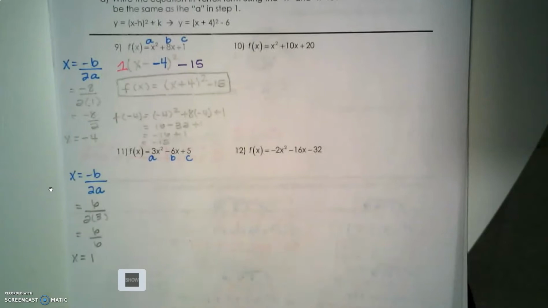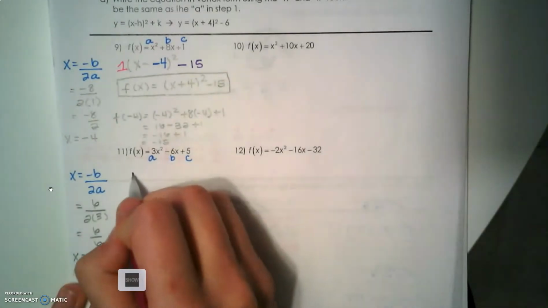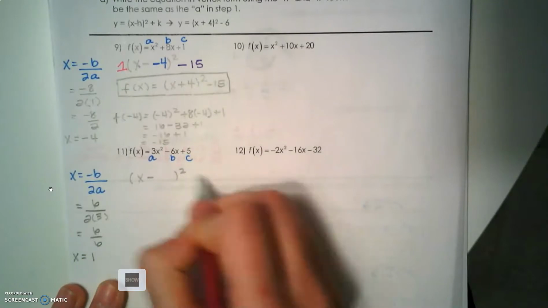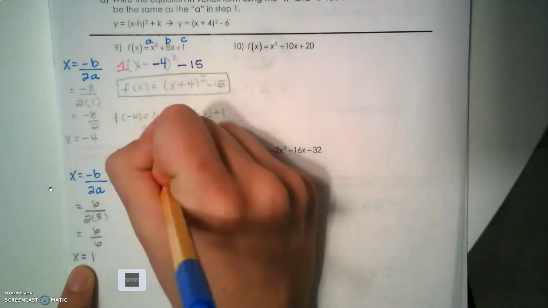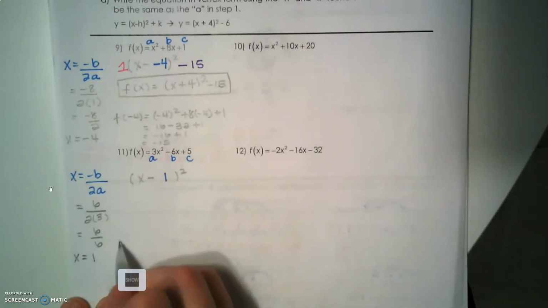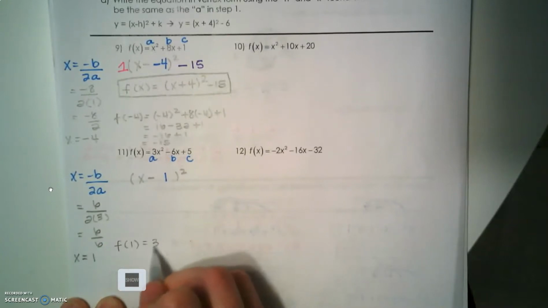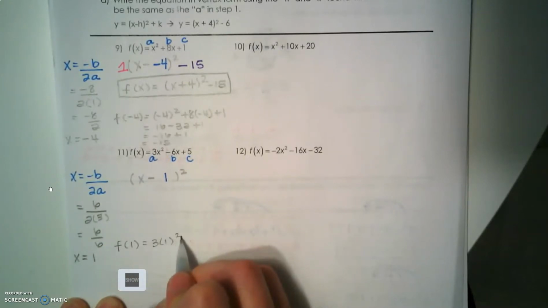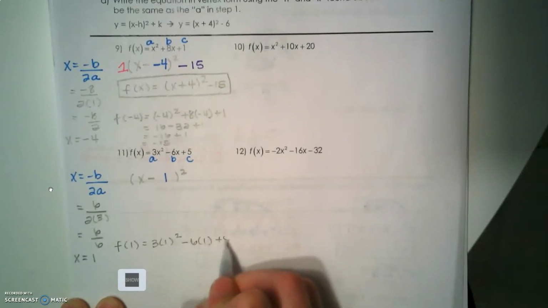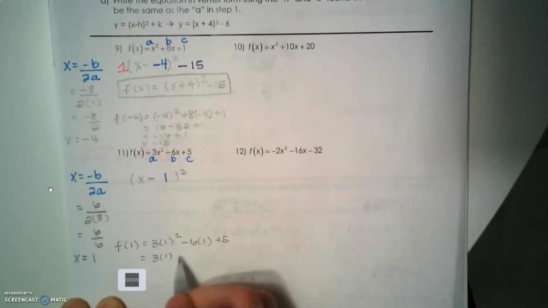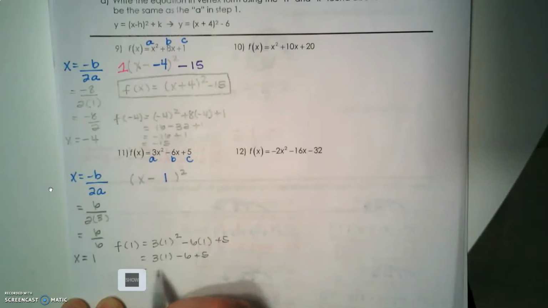Again, let's go back to this vertex equation. So this template we have here, squared. I found the x value, that h value of my vertex, so I'm going to substitute it in. I need to find the k value, so I'm going to substitute that into my equation. So f of 1 is equal to 3 times 1 squared minus 6 times 1 plus 5. So 3 times 1 minus 6 plus 5, 3 minus 1 equals 2.